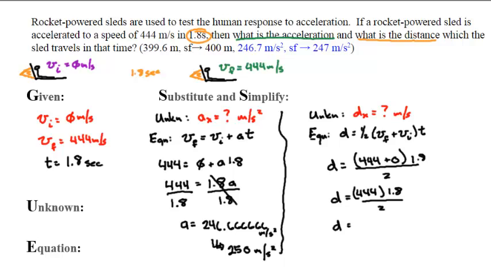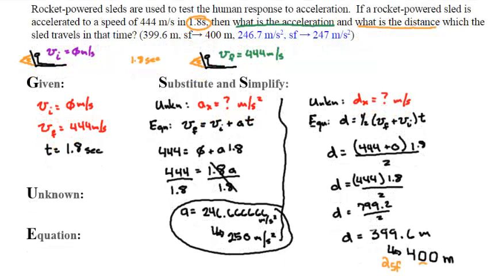Distance equals 799.2 divided by 2, and I get a distance that equals 399.6 meters. And so when you apply significant figures, you only need 2 significant figures. So the number rounds up to 400, but we need some way of indicating that there are only 2 significant figures. Now you can do this with 2SF along the arrow, or you can put an underline underneath the first 0.